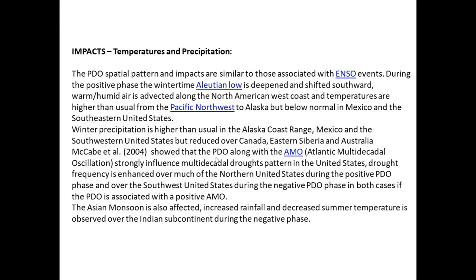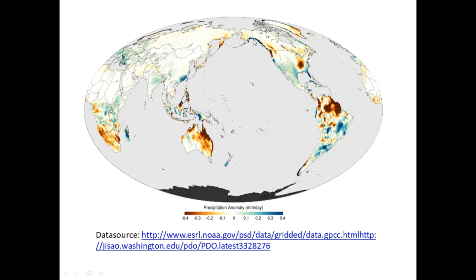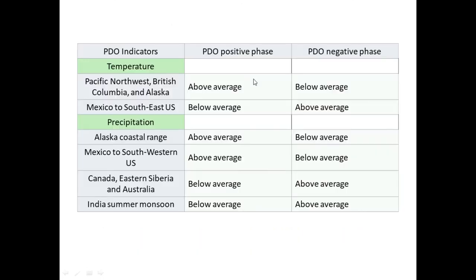here. This is with a positive PDO. We see warmer than usual temperatures, and along with that, higher than usual precipitation as well. And then the reverse is true, as summed up in this little table, as to what's going on in terms of temperature and precipitation in the various regions within the PDO, positive or negative phase. So yes, there's a lot of technical stuff in here.